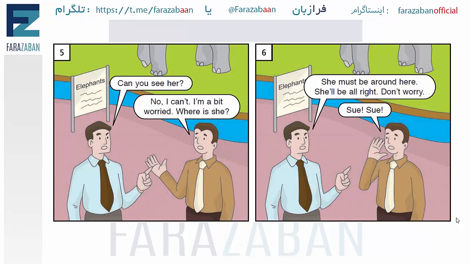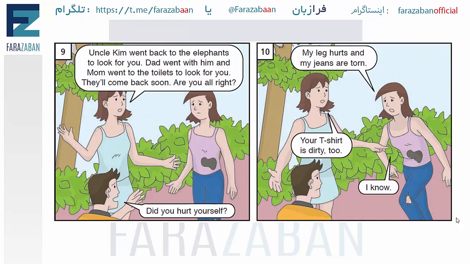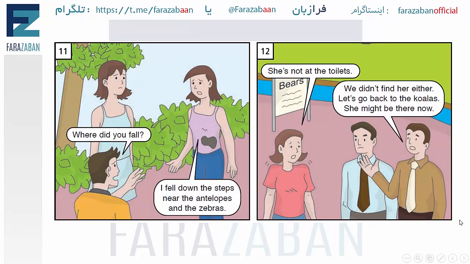Sue, Sue, Sue, where have you been? We were worried about you. I fell and hurt my leg. Where's Dad? Uncle Kim went back to the elephants to look for you. Dad went with him and Mom went to the toilet to look for you. They'll come back soon. Are you all right? Did you hurt yourself? My leg hurts and my jeans are torn. Your t-shirt is dirty too. I know. Where did you fall? I fell down the steps near the antelopes and the zebras. She's not at the toilets. We didn't find her either. Let's go back to the koalas. She might be there now.